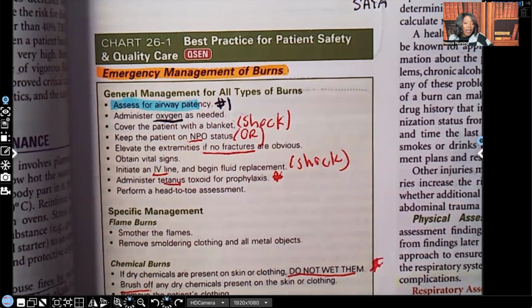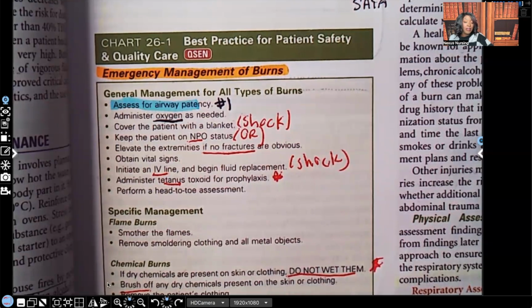We're going to cover the patient with a blanket. Why? Shock. I talked to you guys about that in part 1. We're going to keep the patient NPO. Why? Because we never know. We might have to take that patient to surgery, and when the patient goes to surgery, they have to be NPO. So we're going to keep them NPO.